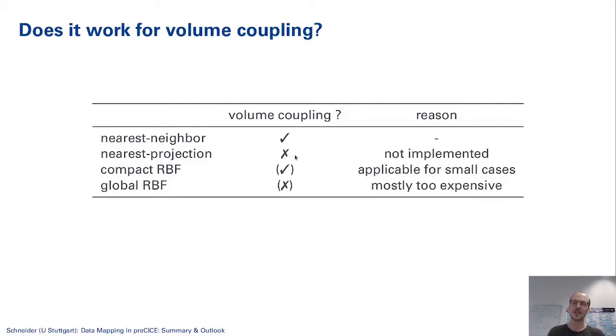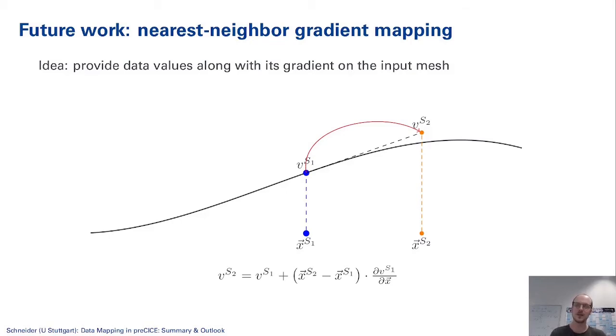Our RBF mappings are somewhat applicable, but one runs quickly into a situation where these mapping methods are simply too expensive. In particular, our global RBF mapping is mostly too expensive, and for the compactly supported RBF, it highly depends on the specific case, on the desired accuracy, or for example, on the selected support radius. In order to improve on this situation and provide more alternatives in the future, we are currently investigating new mapping methods. And one of these new mapping methods is in particular the nearest neighbor gradient data mapping method.